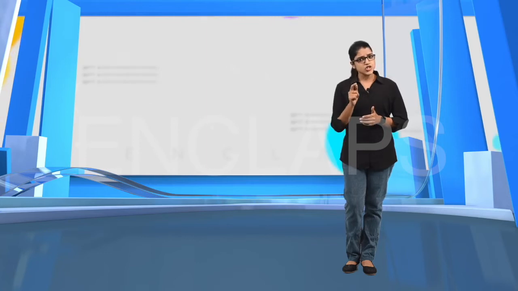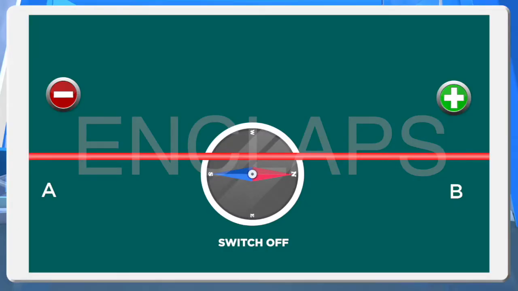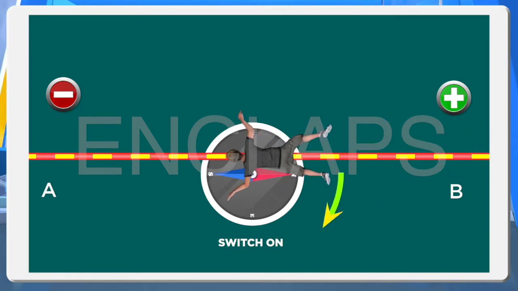Now, let's change the direction of electric current. That is, the current flows from B to A. See, the magnetic needle deflects. How to change the direction of electric current? We need to reverse the battery. Here, when the switch is turned on, the magnetic needle deflects in the east direction.